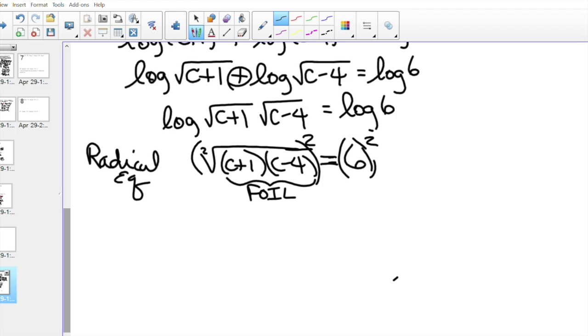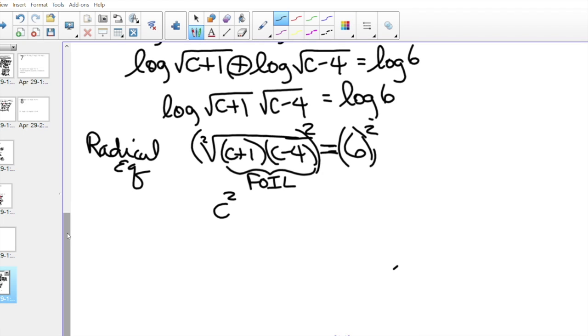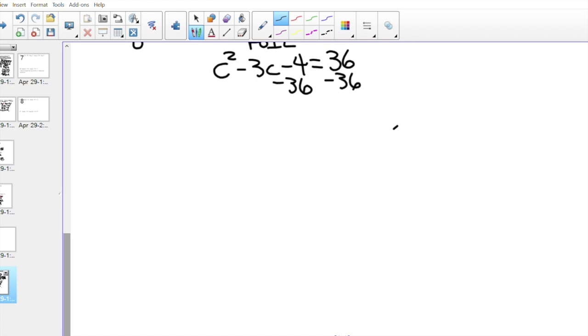while we're doing it. And of course, that's c squared. Outside's negative 4c. Inside is positive 1c. That gives you a negative 3c rather. And the last times last is negative 4. And 6 squared today is 36. So young people, we've gotten back to being a quadratic equation. Rule number 1: it must equal 0. So you have c squared minus 3c minus 40 equals 0.